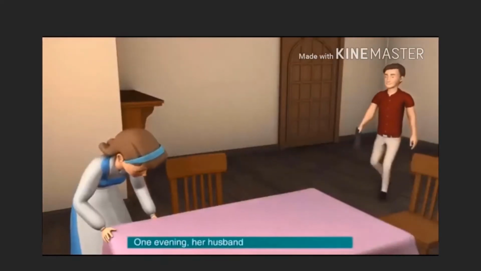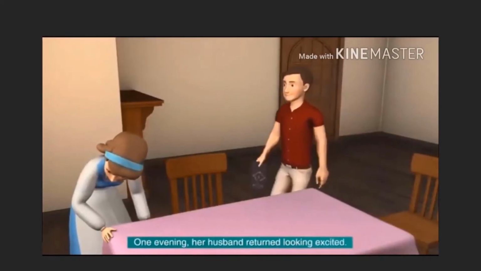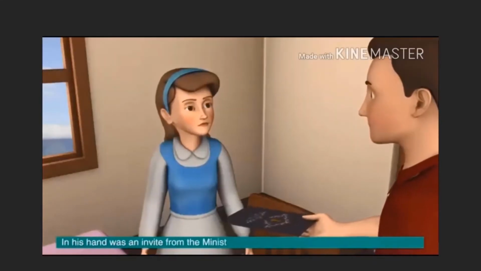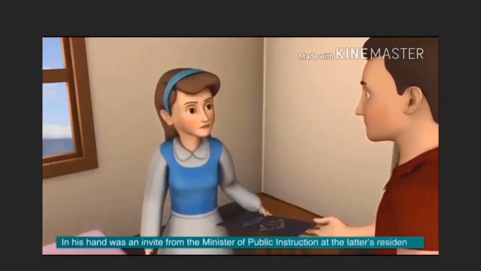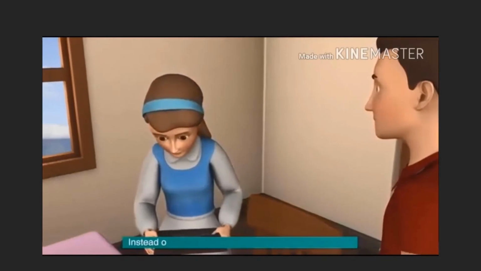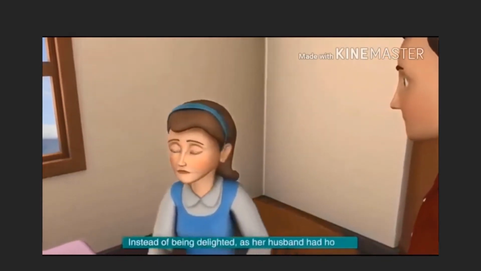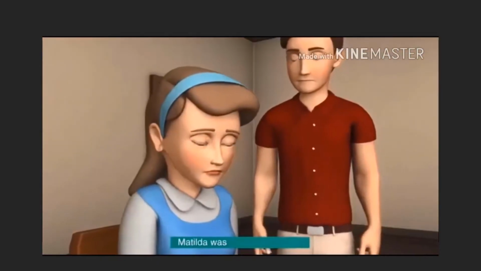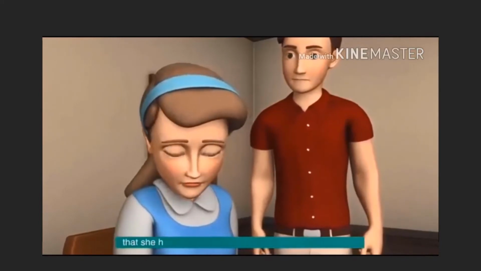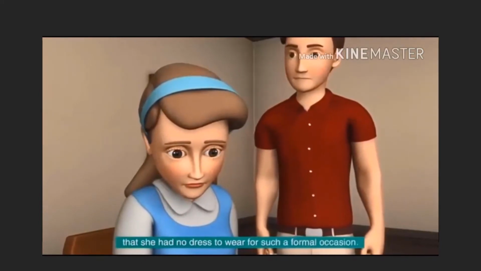One evening, her husband returned looking excited. In his hand was an invite from the Minister of Public Instruction at the latter's residence. Instead of being delighted, as her husband had hoped, Matilda was irritated and wept that she had no dress to wear for such a formal occasion.